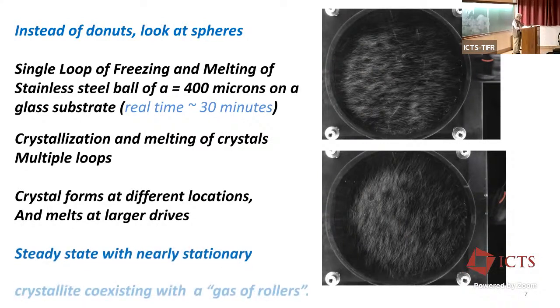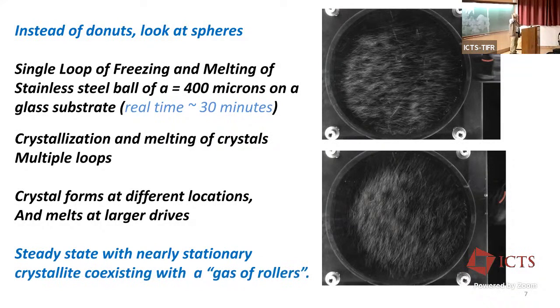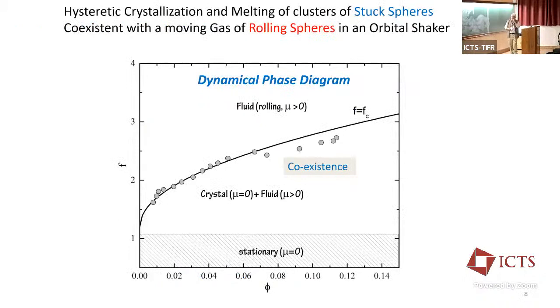Okay? So what you essentially find after a lot of work is that there is a steady state in some intermediate range where the crystallite coexists with the gas of rollers. Okay? And you may wish to ask the question, can that be converted into a phase diagram, a dynamical phase diagram? Let me explain this one, because this is perhaps the central data that you need.